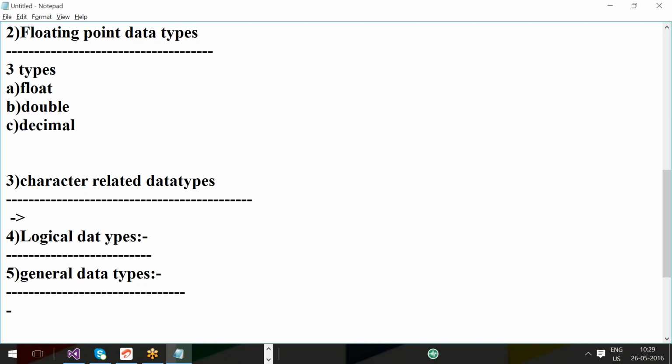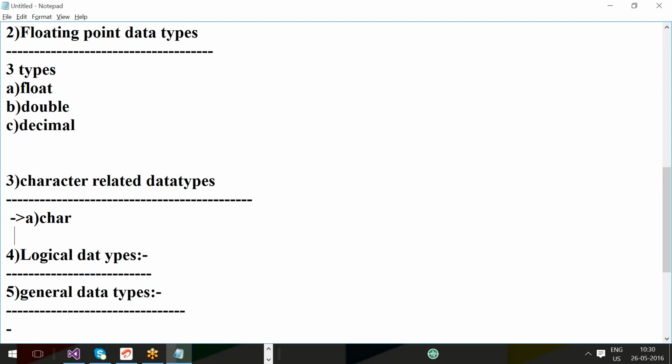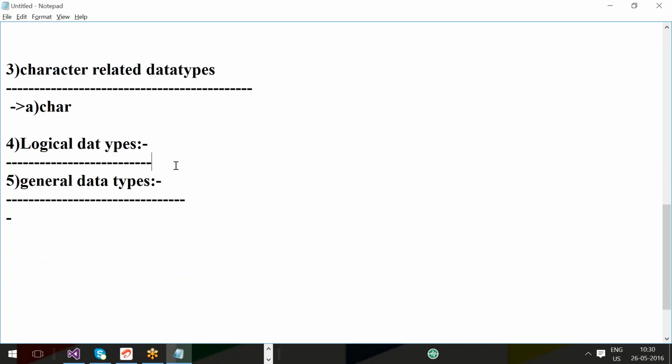Now, Neha, explain about character related data types. Character related data types contain a single character, enclosed with single quotes. There is only one data type, called char. The predefined size is 2 bytes.